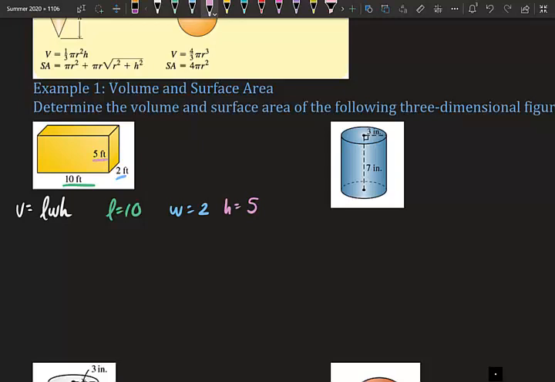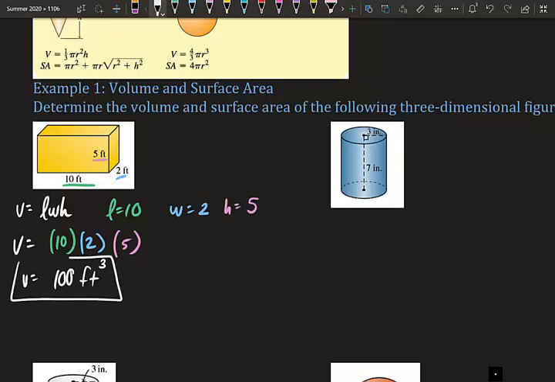Honestly, it doesn't matter, but label. Tell yourself, this is what I'm making L, this is what I'm making W, this is what I'm making H. Just give it a label. So let's plug it in. Volume equals length, which is 10, times width, which is 2, times height, which is 5. So we have 10 times 10, which is 100. The unit is feet, and since this is volume, it's cubed. So the volume is 100 feet cubed.